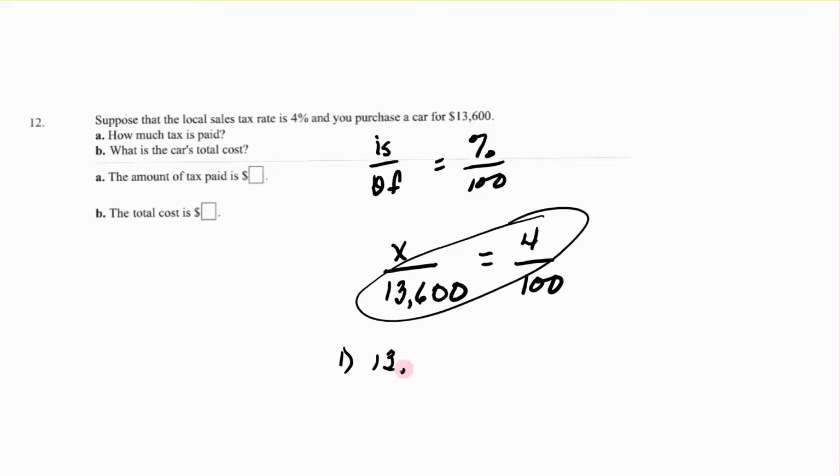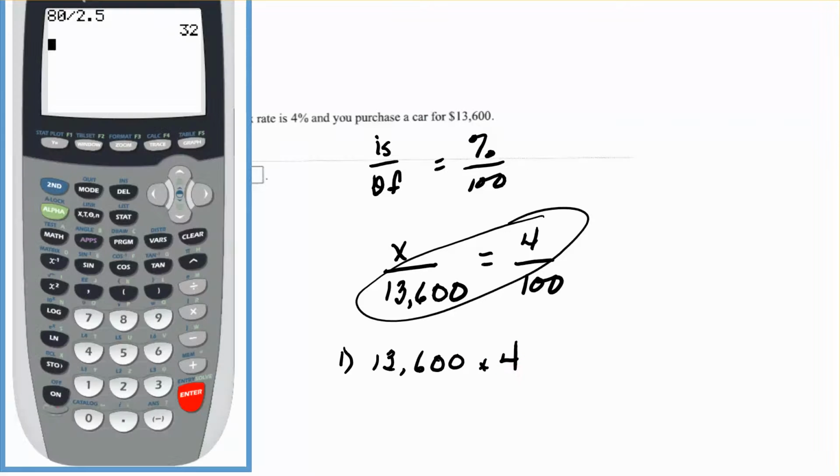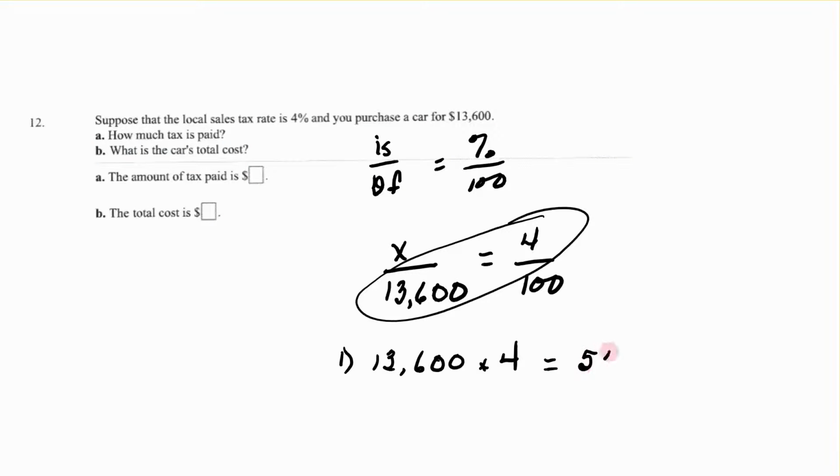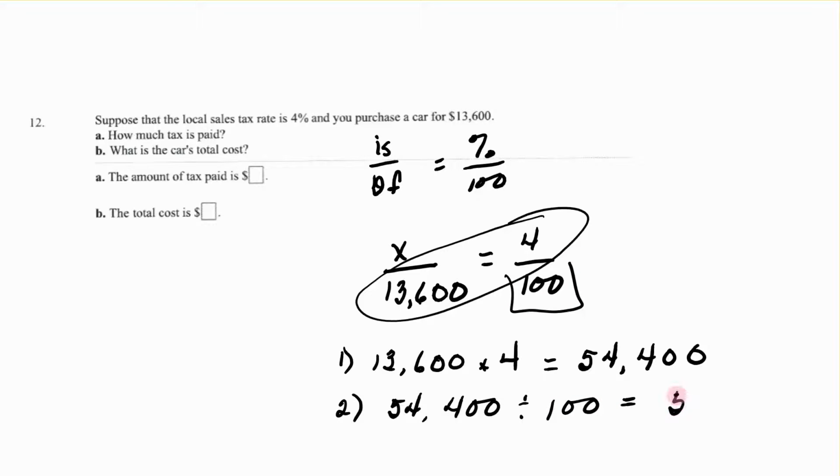Okay, I will multiply here. I have 13,600 times 4, $54,400. Step 2, take 54,400 and divide it by 100, and that's going to give me $544. And that's a good bit of money to pay for tax.